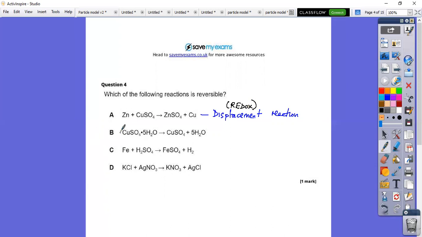Now, do you know what B is representing? Is that a plus between the CuSO4 and the water? No, it's a dot. Are they multiplying? Not quite in this case. It's worth knowing what this notation means. These are hydrated copper sulfate crystals. So this here would be anhydrous, meaning water has been removed from it.